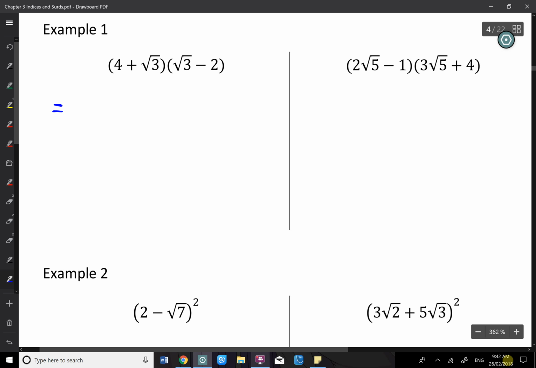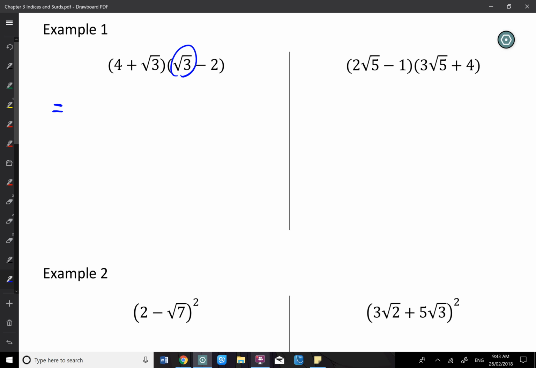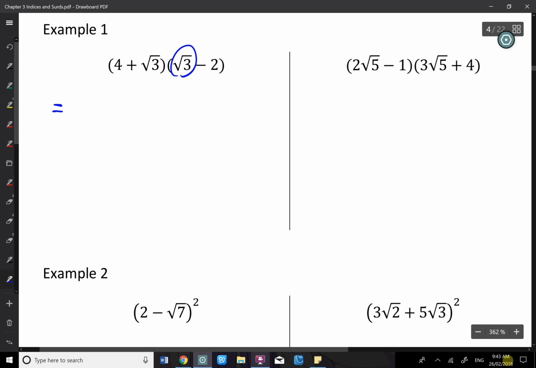What I used to do is select this one, 2 times with that, times with that, and then select the next. If you select the first bracket 2 times the second one, that doesn't matter. So we have 4 times root 3, we have 4 root 3, plus root 3 times root 3, and there's a minus 2, so it's a minus 8, and minus 2 root 3.